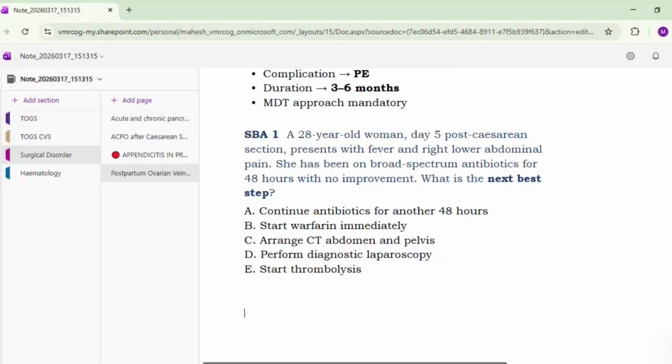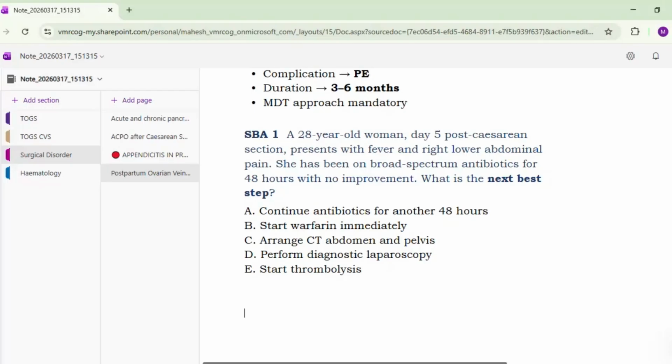Yes, sir. A 28-year-old woman, day 5 post cesarean section, presents with fever and right lower abdominal pain. She has been on broad spectrum antibiotics for 48 hours with no improvement. What is the next best step? A. Continuation of antibiotics for another 48 hours. B. Start warfarin immediately. C. Arrange CT abdomen and pelvis. D. Perform diagnostic laparoscopy. E. Start thrombolysis.